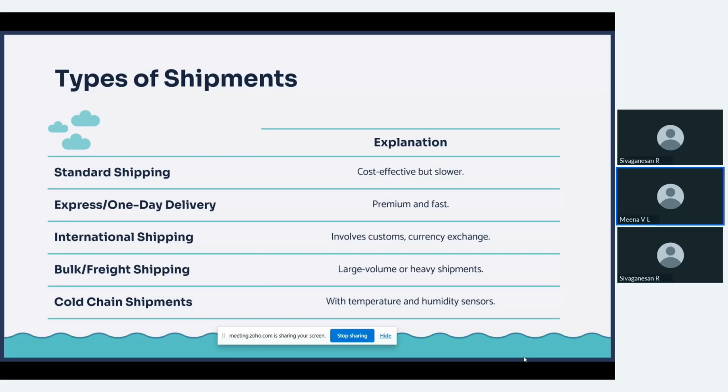Freight shipping, where you're delivering some heavy goods, so you need large shipments to be delivered, that is where you have freight shipments. And cold chain shipments, say you are transporting some meat, right? In that case, you need sensors to track the temperatures, so you don't want the meat to get spoiled at any point. So with that, you will have sensor type shipments. That is what we call cold chain shipments.